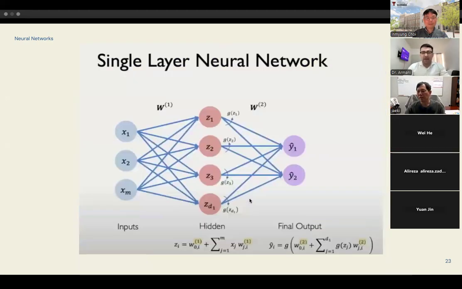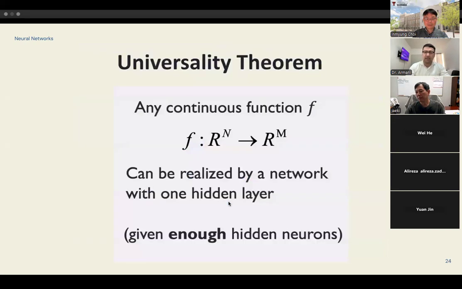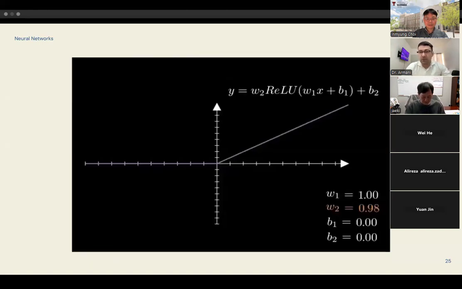So the power of neural networks comes when we have at least one nonlinear hidden layer, one hidden layer with a nonlinear activation function. And it is actually proven that a neural network with one hidden layer that has a nonlinear activation function can approximate any continuous function in the world. So it is the universal approximation theorem. And that's what makes the neural network so powerful.